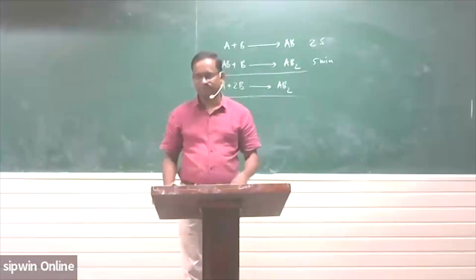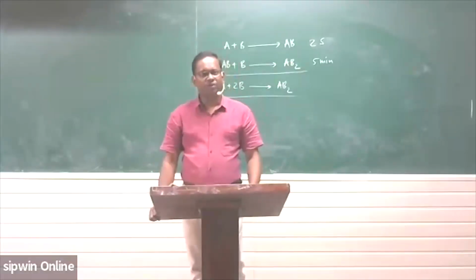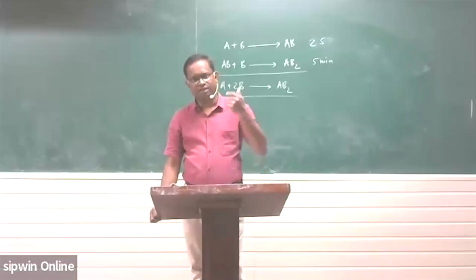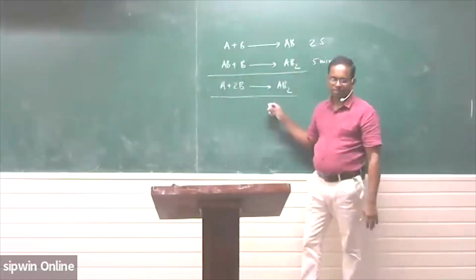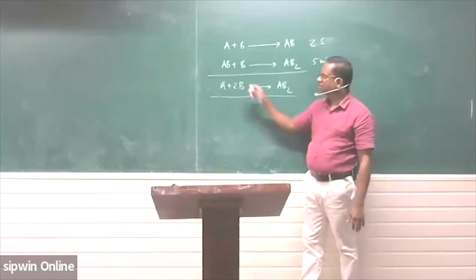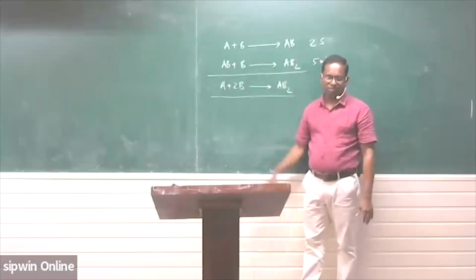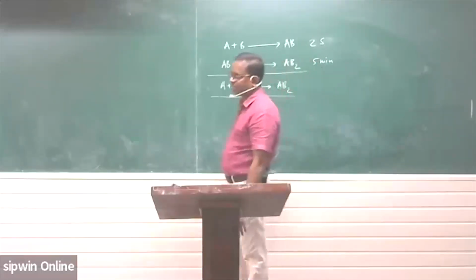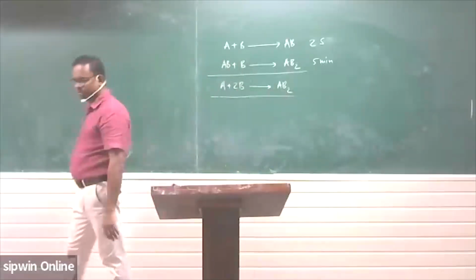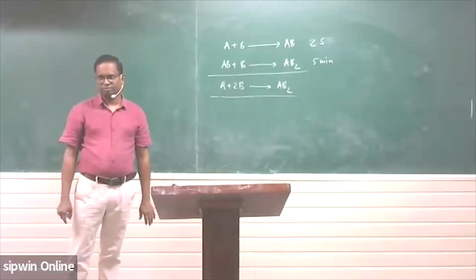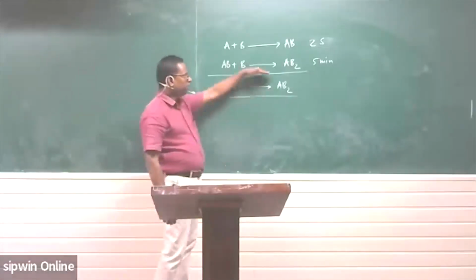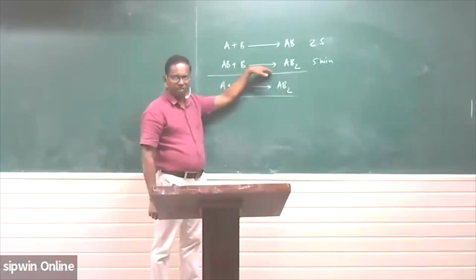So in a multi-step reaction, we can identify one step that is difficult to happen. It takes a long time. It will decide the time taken to complete the overall reaction. The rate of the overall reaction is directly decided by the slow step in the mechanism. The slowest step in the reaction mechanism, we call the rate determining step. This one is a fast step. This one is the slow step.